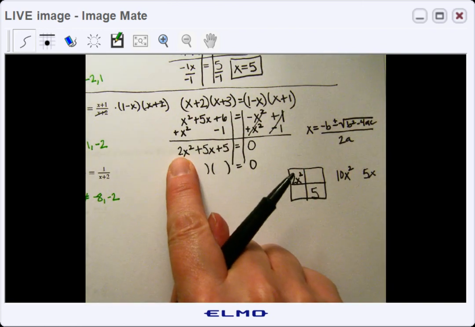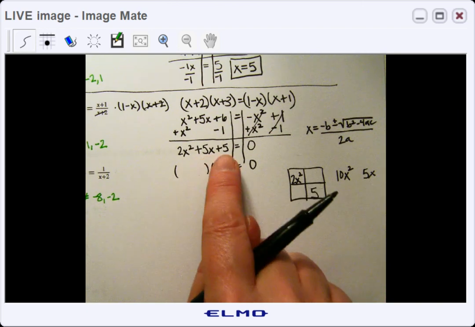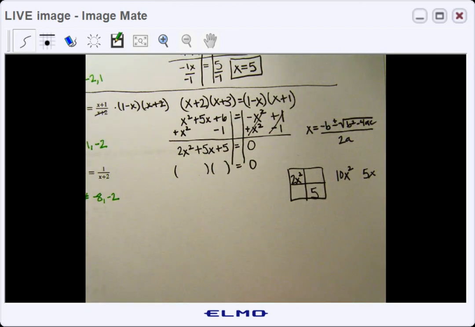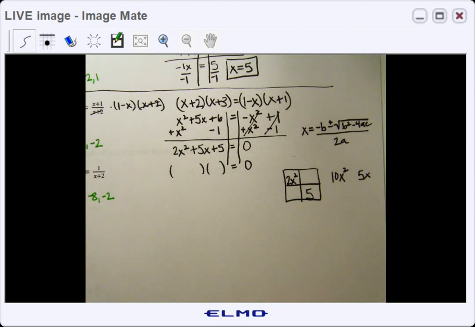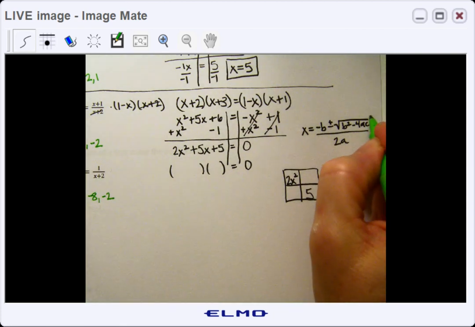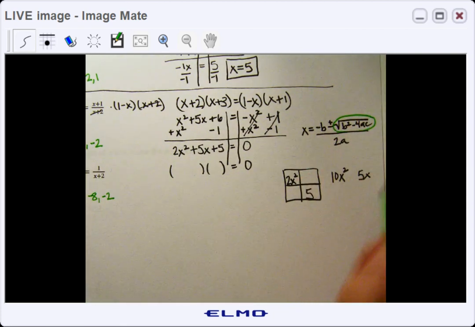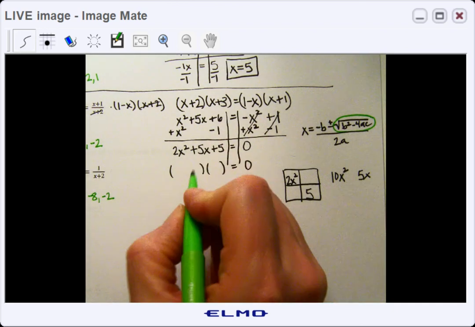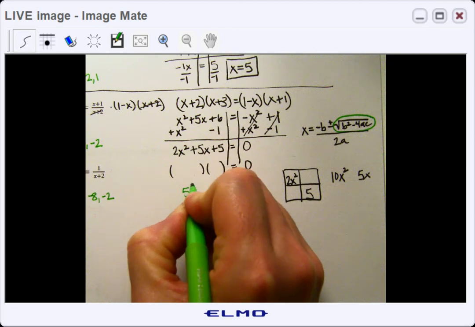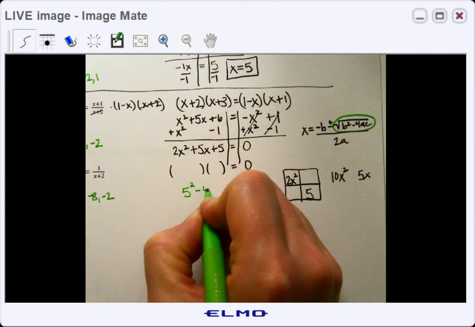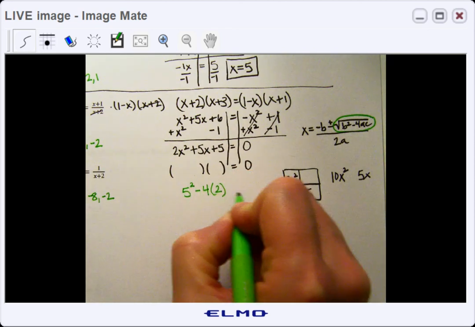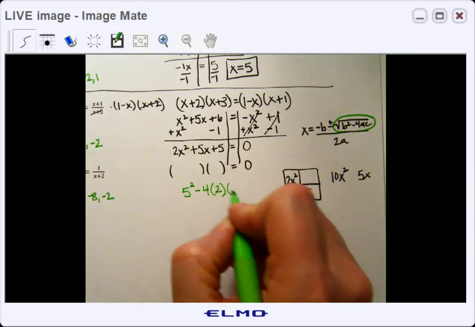Okay, so a is 2, b is 5, and c is 5. It's probably been a while since you've used this formula, but one of the things that I always have kids do right away is I have them figure out the discriminant. So b squared minus 4ac. So that's 5 squared. B is 5. A is 2, so 4 times 2 times C is 5.